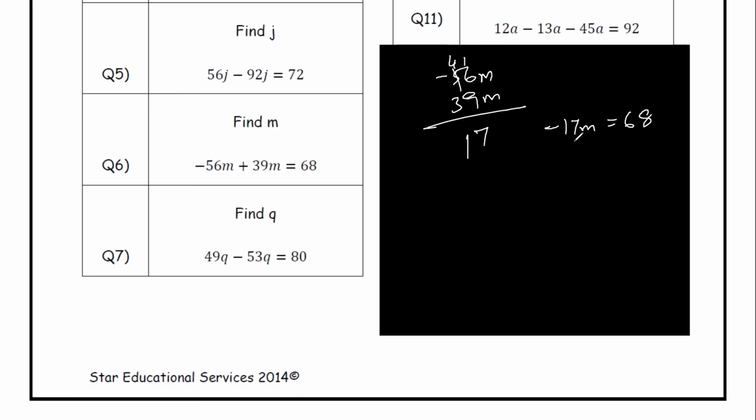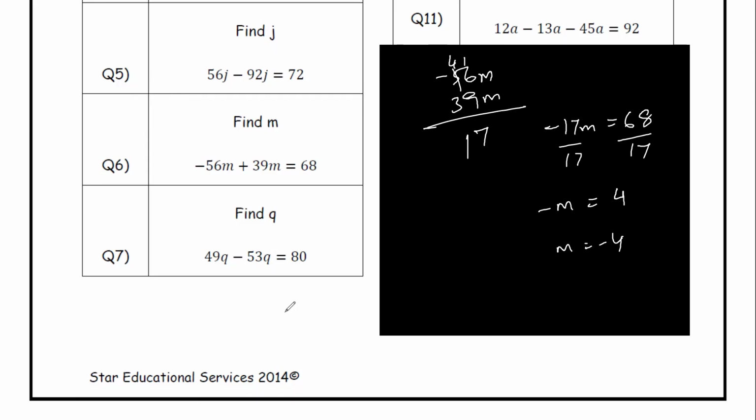Now I know that 68 is 4 times 17. Let's divide both sides by 17. So I got negative m is equal to 4. 17 to the 34, 34 to the 68. Therefore m is equal to negative 4.